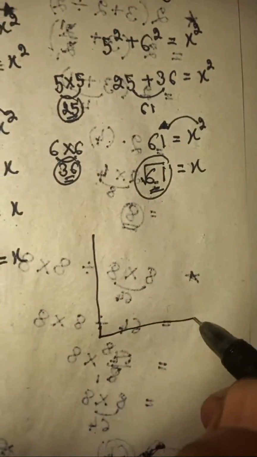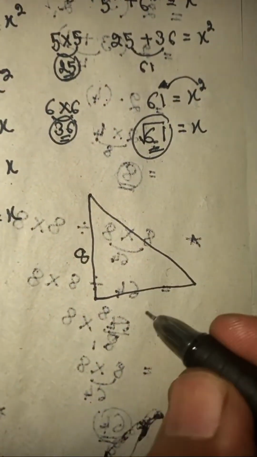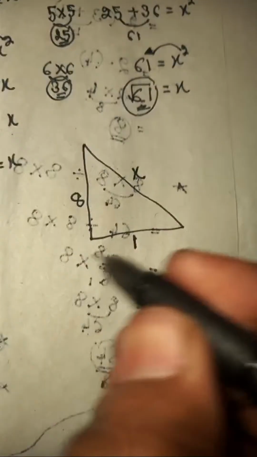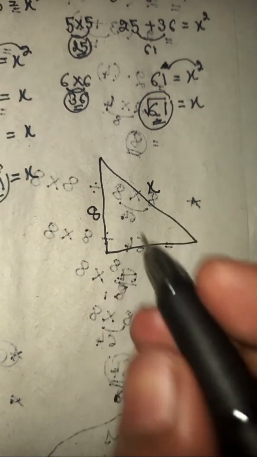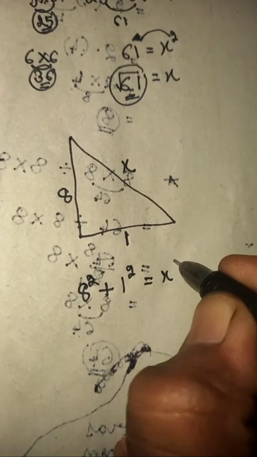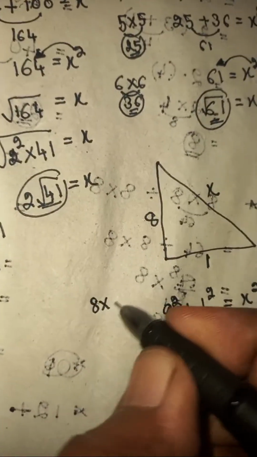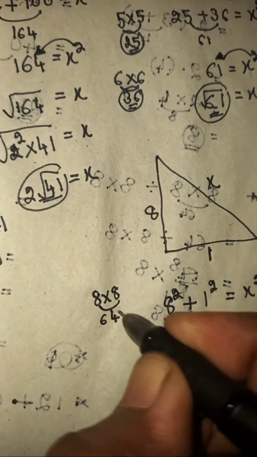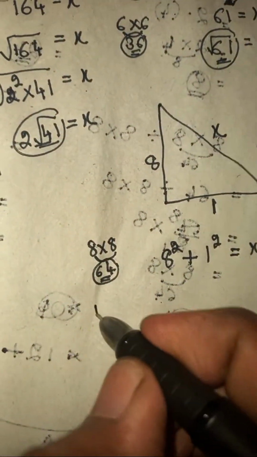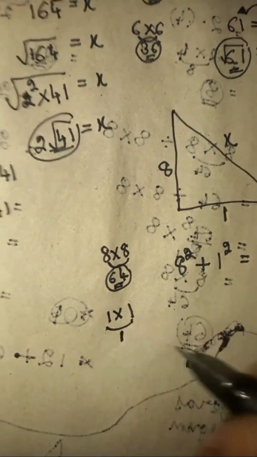Here you can take again, and you're going to get here. This side they have given us 8 units, and this side has just 1 unit. What is the value of x? That is the hypotenuse. Now you can do the same thing. 8 square plus 1 square equal to x square. Here 8 square means 8 times 8, which becomes 64, and 1 square means 1 times 1, which is going to become equal to 1 itself.